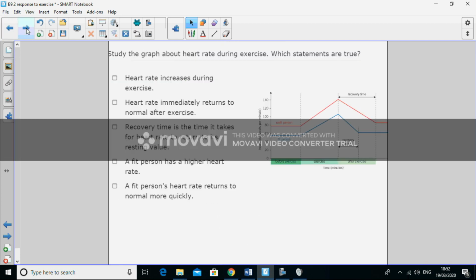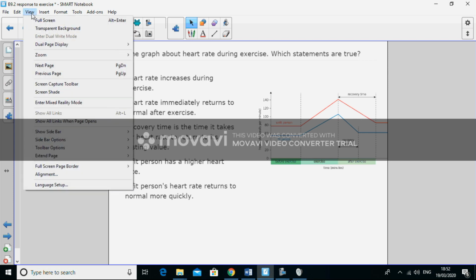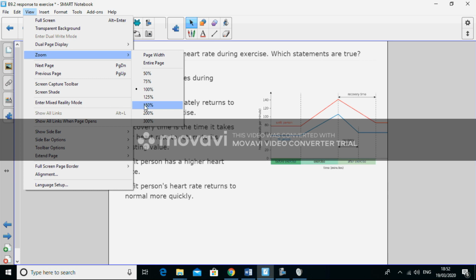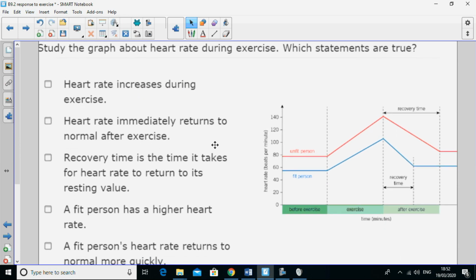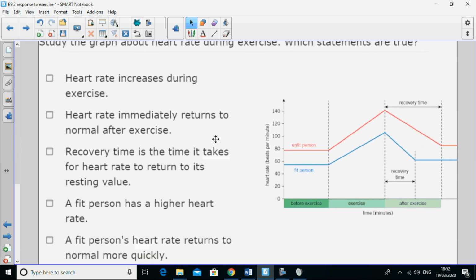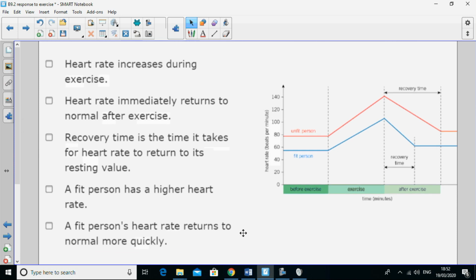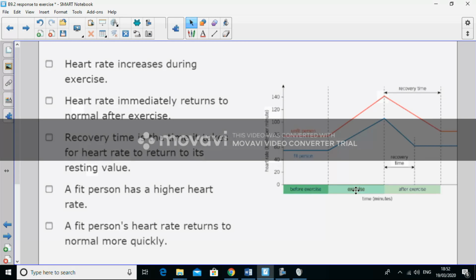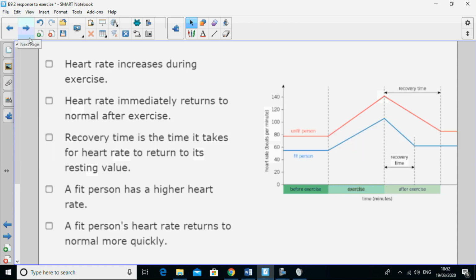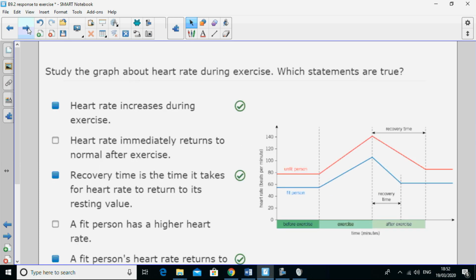Brilliant. Okay. Finally, I don't know if you can see this graph. I'll tell you what I'll do. Zoom in. Okay, good. Could you please tell me which of those statements are true? So pause the video. You've got different amounts of exercise, before exercising and then after exercise, and then your heart rate up the side. Tick which ones are true. And you can press play again. Here we go. Our answers are there. Fabulous.